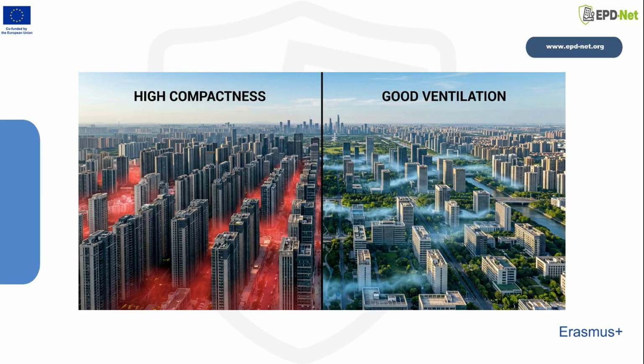The challenge for modern ecological planning is not to choose one over the other, but to find a design synergy. We must ask, how can we maintain high land use efficiency while still creating a permeable urban fabric that allows our cities to breathe? Balancing these two factors is vital for ensuring both the density our growing populations need and the thermal comfort our climate demands.